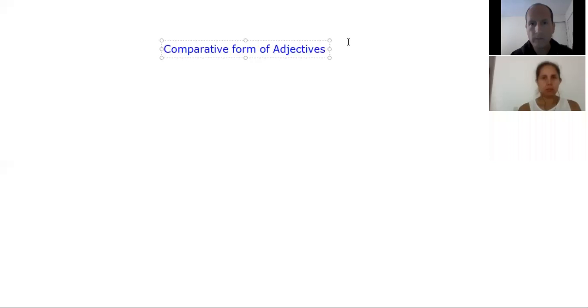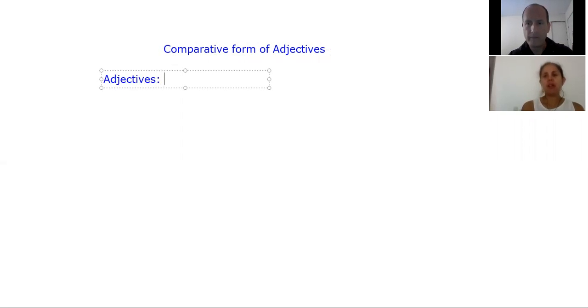Okay, today we're going to see the comparative form of adjectives. Let's remember what an adjective is. Do you remember? What is an adjective? Los adjetivos son, por ejemplo, pretty, intelligent.